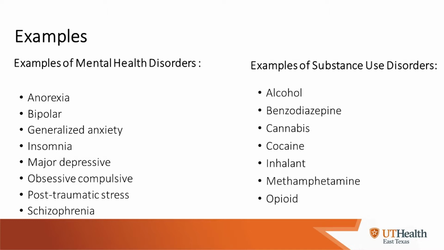Some examples of substance use disorders include alcohol use disorder, which is the most common substance use disorder, benzodiazepine use disorder, cannabis use disorder, cocaine use disorder, inhalant use disorders, methamphetamine use disorders, as well as many of you have heard of opioid use disorders or opioid addiction, which is another type of a substance use disorder.